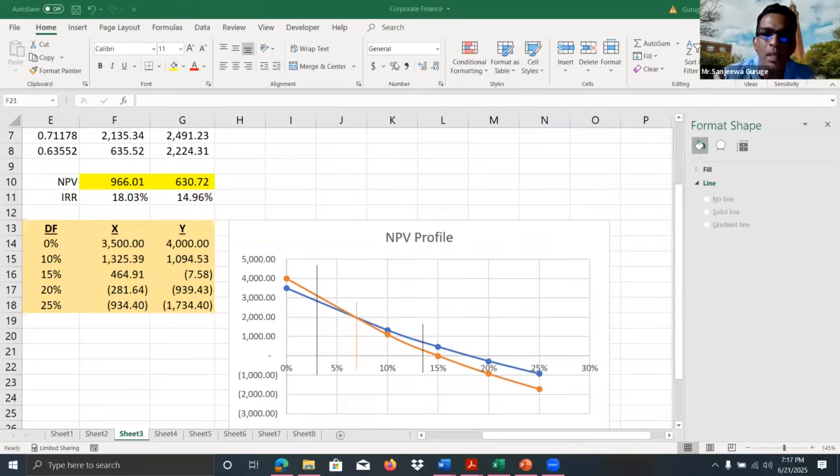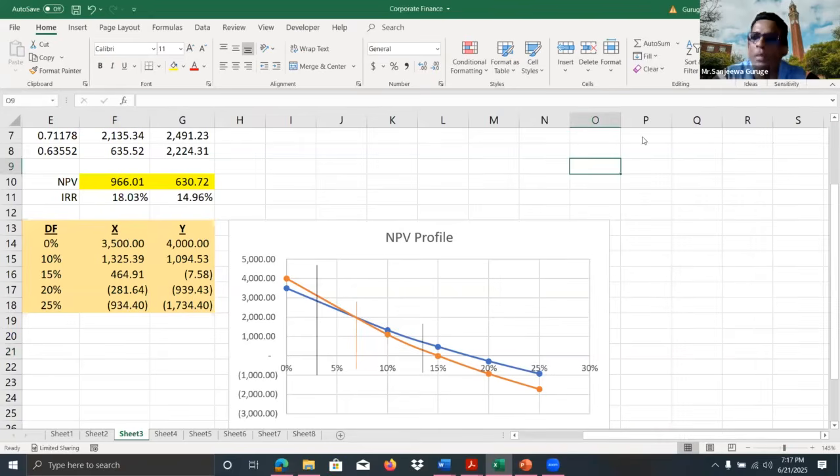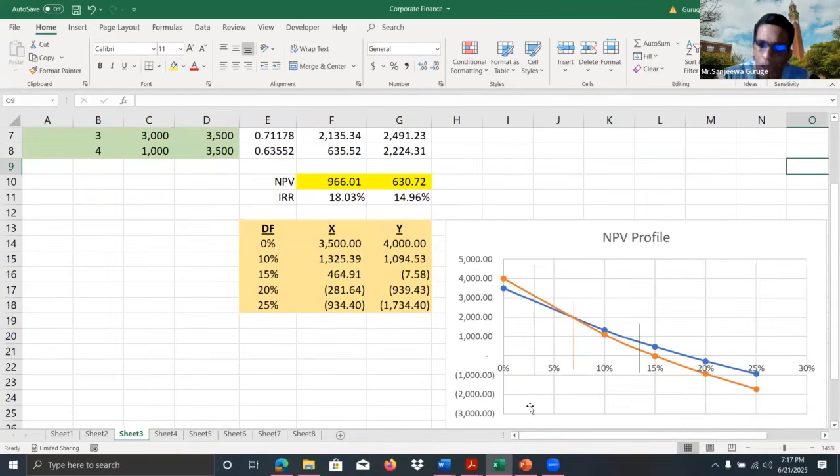Yes, right? It's possible to have a conflict. Why? The NPV profiles of the two projects cross each other. Then definitely there can be a conflict, right? And we can even identify that there can be a conflict between NPV and IRR rankings, because the NPV profiles of the two projects cross each other.